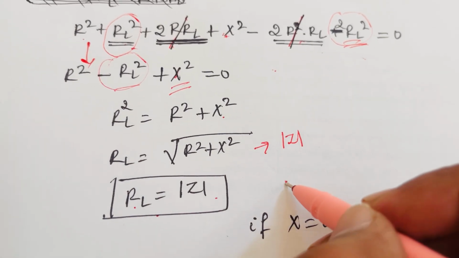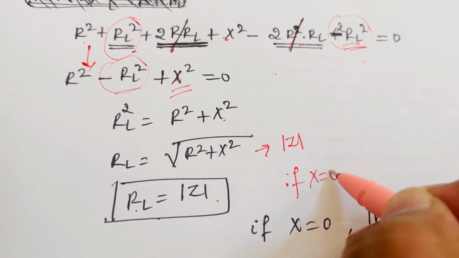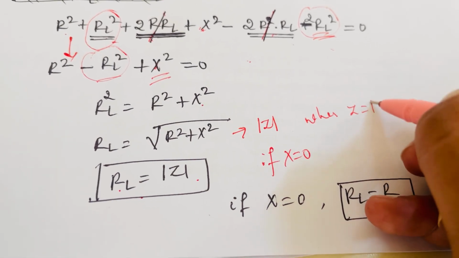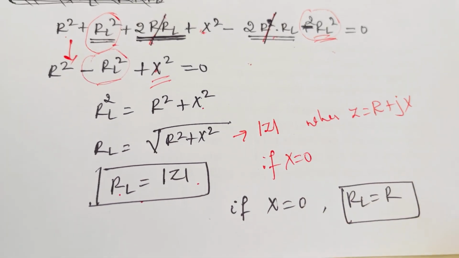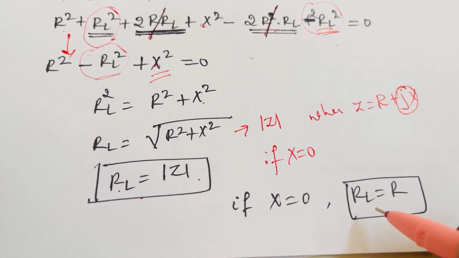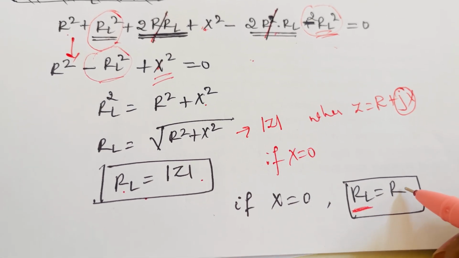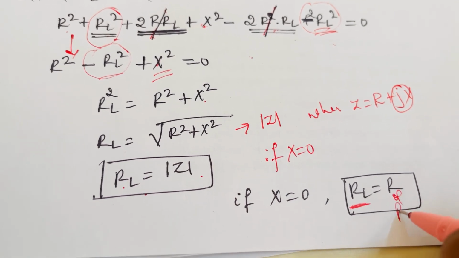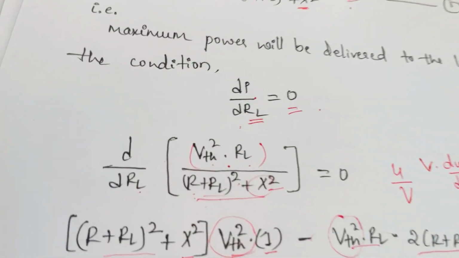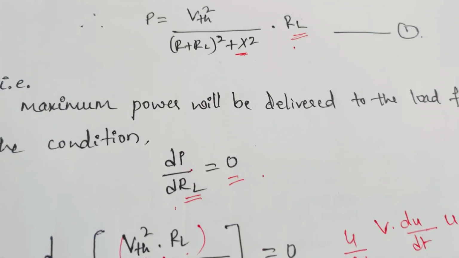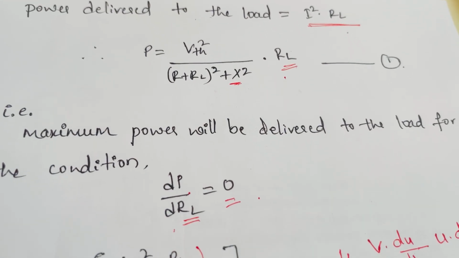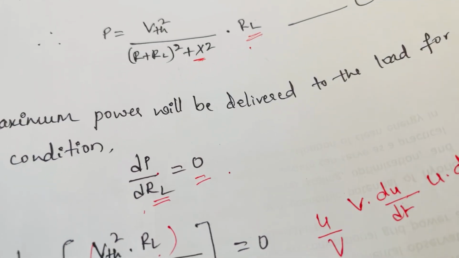So if x equals 0, when you know the value of Z as R plus jx, therefore if x is 0 it means Z equals R. That is nothing but the load resistance is the same as the source resistance R. This is the derivation of the maximum power transfer theorem when the load resistance is the same as the source resistance.